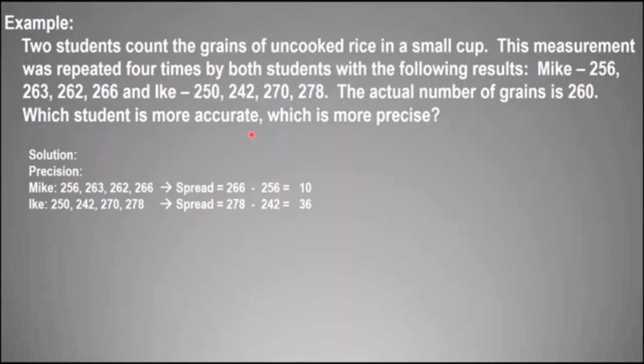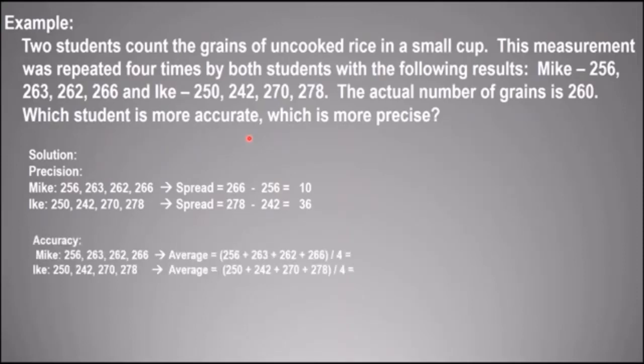Now the next step is to find which result is more accurate. We have to find the average of Mike's results and Ike's results. To find the average, we add all these measurements and divide by 4. Same thing we do for Ike. Their averages are 262 for Mike and 260 for Ike. So if you compare these two numbers with the actual number of grains, you will know that Ike is more accurate. So Ike's result is more accurate, but Mike's result is more precise.